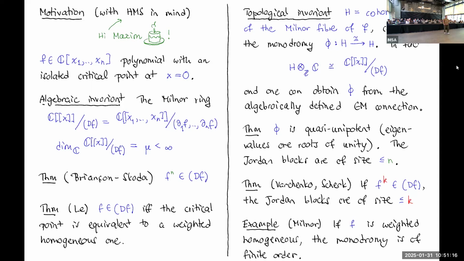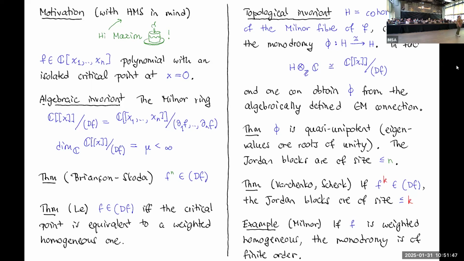So just to say, since we know that it's quasi-unipotent, the obvious question is, for the monodromy, what is the size of the Jordan blocks? And we have two bounds. One depends only on the dimension, and one depends on this condition here, which power of F lies in the Jacobian ideal. And because of this theorem, the bound by Lachenko and Shirk is actually strictly stronger than what we get from the monodromy theorem. Okay.